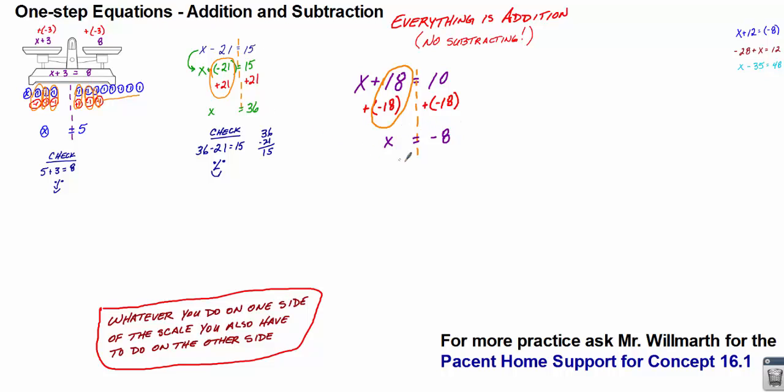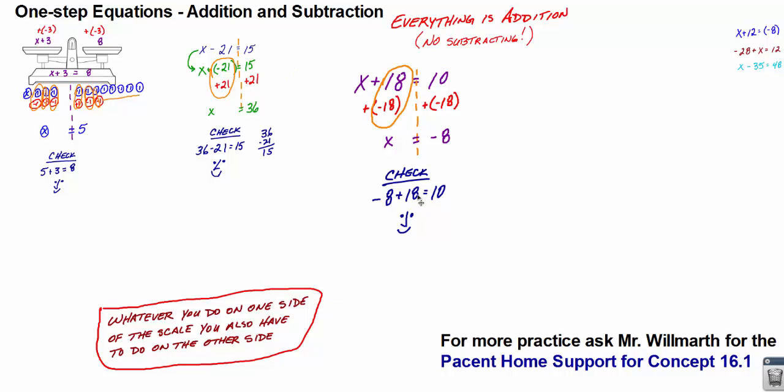Let's see if that makes sense. Let's check that problem. Does negative 8 plus positive 18 equal 10? Well, yes, it does. 8 negatives, 18 positives. Those would cancel out. You'd have 8 zero pairs, and you'd have 10 left over. Yay for us. We did it correctly.